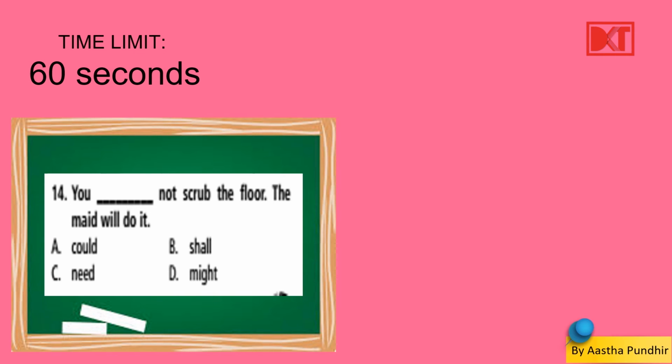Alright, now next, you dash not scrub the floor, the maid will do it. Could not, shall not, need not, or D, might not. Here the correct answer is C, you need not scrub the floor, the maid will do it. We're trying to say that it is not necessary for you to scrub the floor, the maid will do it.